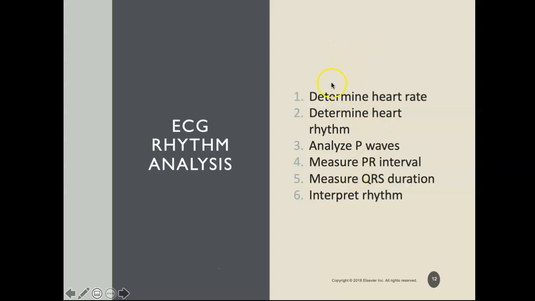We're going to look at those P waves, make sure they are appearing normal. We're going to measure that PR interval to make sure it's not lengthened, to make sure there's not a delay. We'll measure the QRS, and that's the impulse going through the ventricles, and then we'll try to do a basic interpretation. It's just basic interpretation.